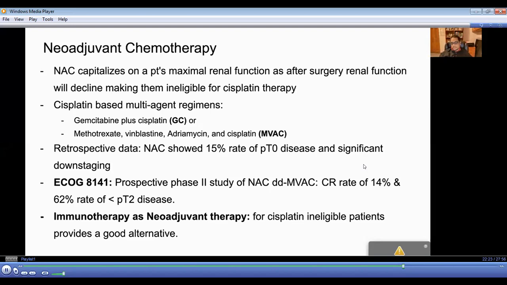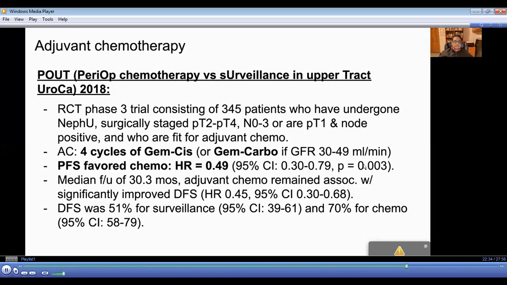There are also immunotherapy-based clinical trials looking at neoadjuvant therapy as an alternative for patients who are eligible to receive cisplatin for their disease management. One important thing that I would like to highlight here is the POUT trial, which looked at perioperative chemotherapy versus surveillance in upper tract disease. It's a phase 3 randomized trial, which looked at patients who had nephroureterectomy with advanced stage or lymph node disease, and compared 4 cycles of gemcitabine and cisplatin, or gemcarbo if they had lower GFR, to just surveillance after nephroureterectomy. The progression-free survival favored the chemotherapy group, which was statistically significant.